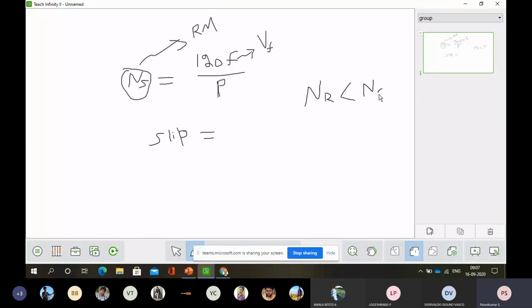That is the synchronous speed. In this case, I am able to calculate the slip. Slip is nothing but the difference between synchronous speed and rotor speed, divided by Ns. Usually we express it in terms of percentage. The slip from no load to full load may vary from 2 to 6 percent.